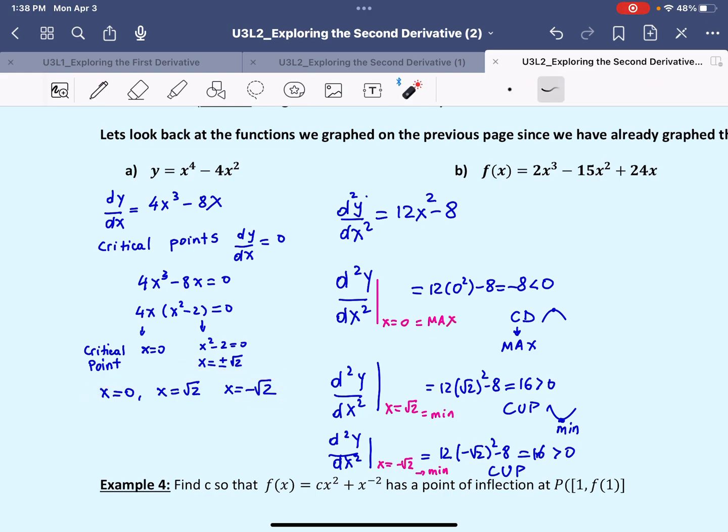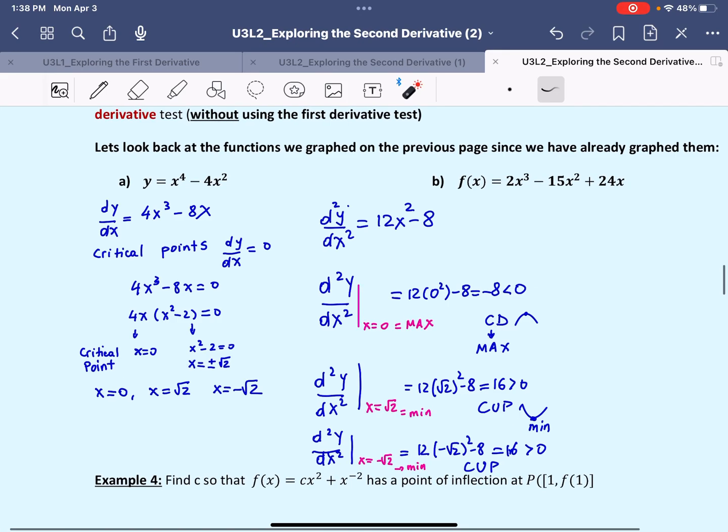So by studying the sign of the second derivative, we will know whether the function is concave up or concave down. So in a concave down, again, it will reach a maximum. In a concave up, it will reach a minimum. You have another equation here that you can work on and practice. Follow the exact same steps.